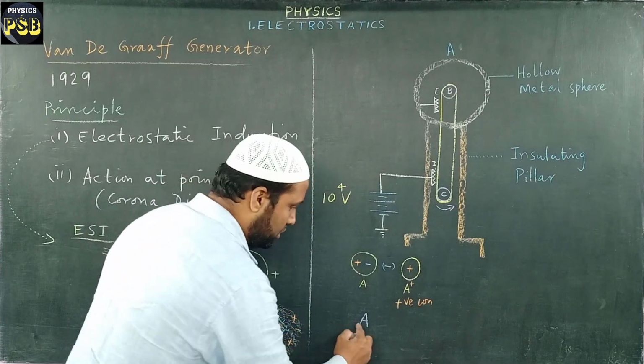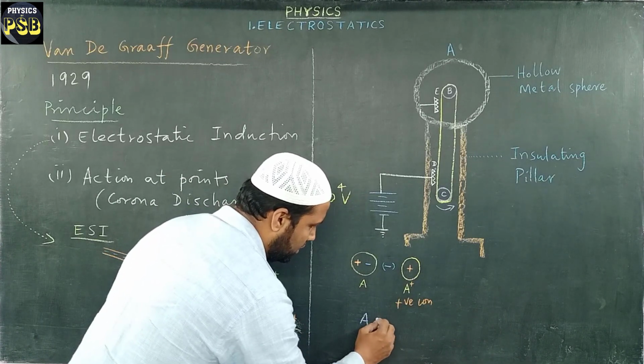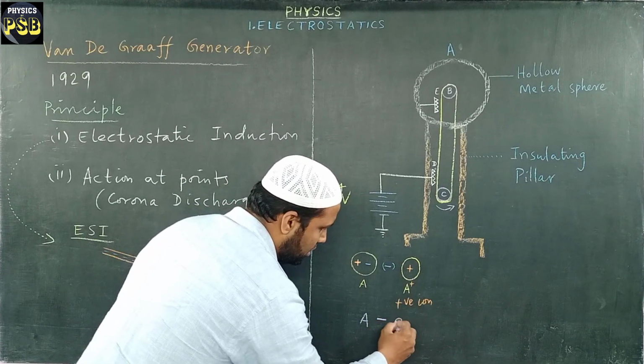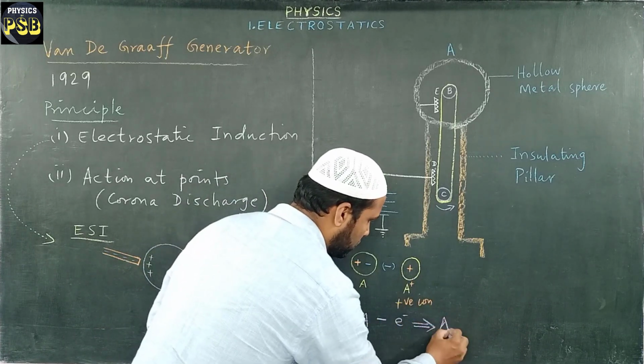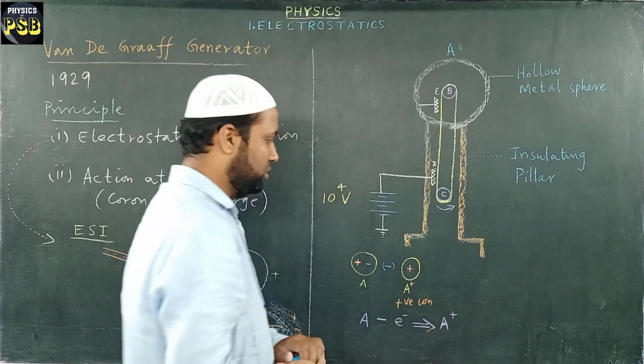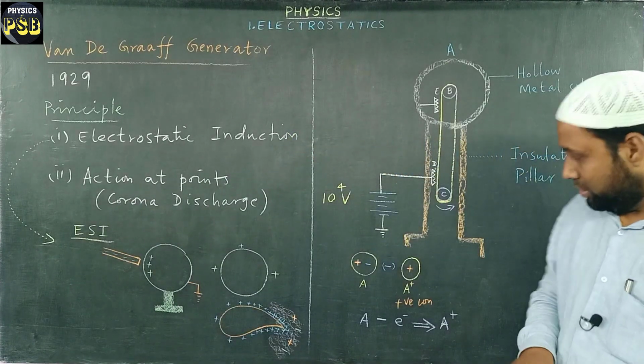A to A plus, right? Then I removed the electron. So what happened? It becomes positively charged. Positive ion.